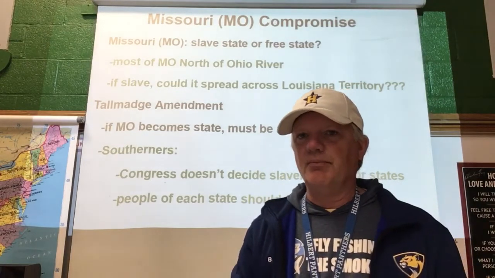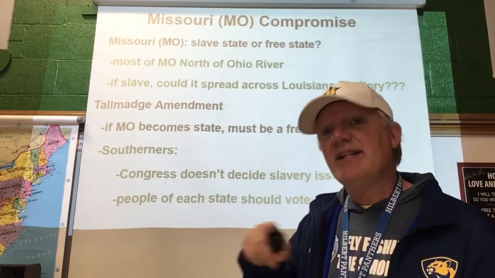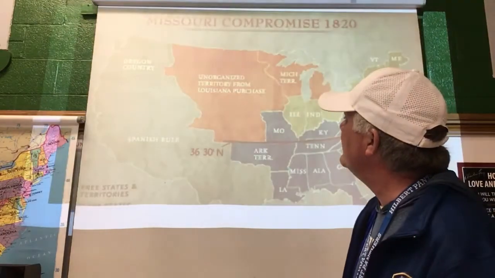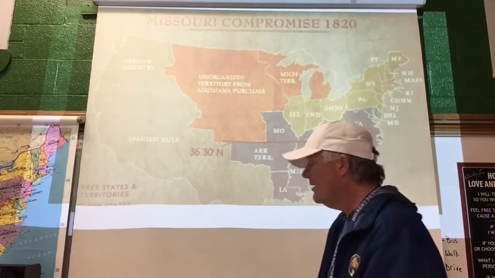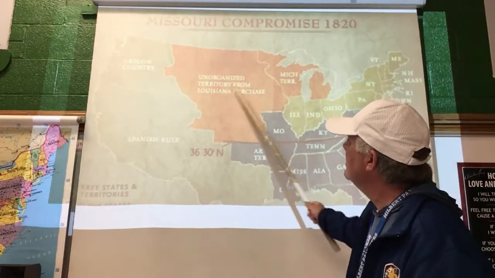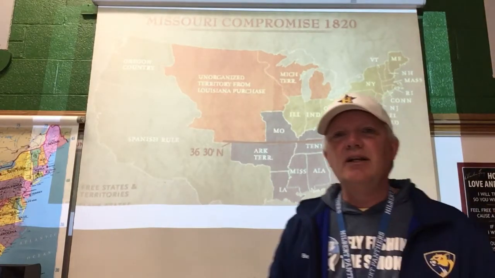But then the problem comes: could slavery spread to Louisiana Territory, even if it's north of that Ohio River line? And that's what they wanted to avoid. If you start letting people vote on the issue over here, they could vote for it, and then that Ohio River line becomes moot.